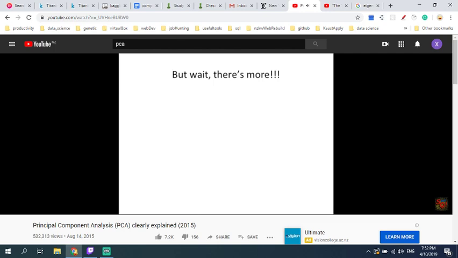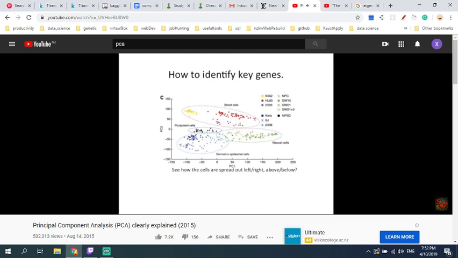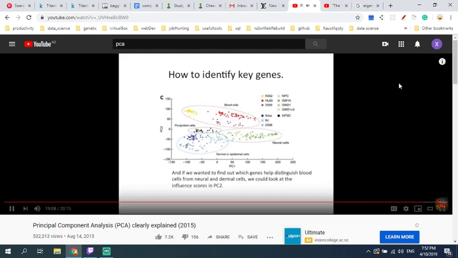And just like they say on TV, but wait, there's more! We can use the graph to identify key genes. Do you see how cells are spread out left and right, above and below? If we wanted to find out which genes had a big influence in putting dermal cells on the left side of the graph and neural cells on the right side, we could look at the influence scores on principal component number 1. And if we wanted to find out which genes help distinguish blood cells from neural and dermal cells, we could look at the influence scores in principal component number 2.